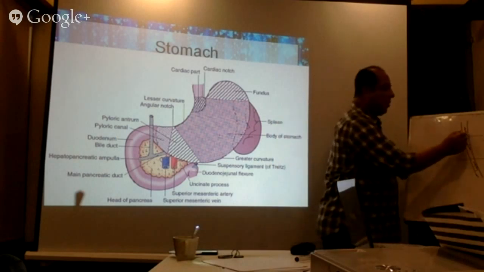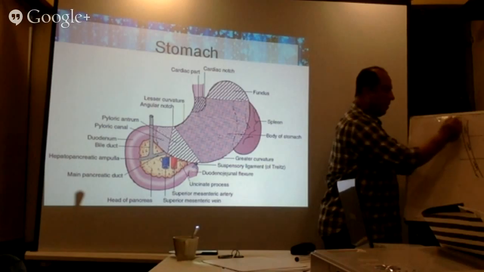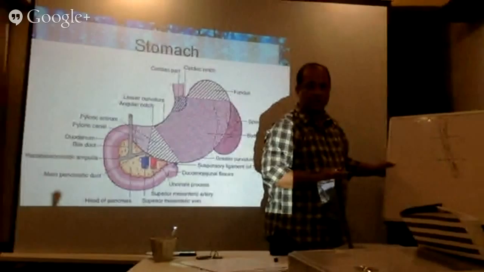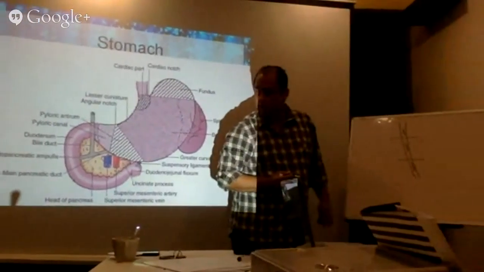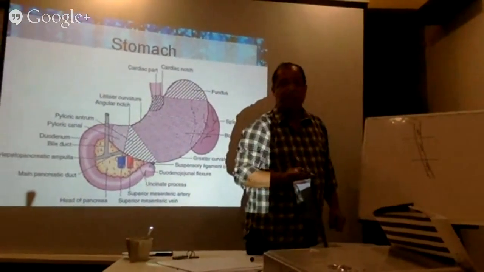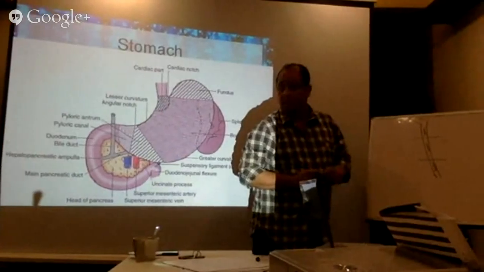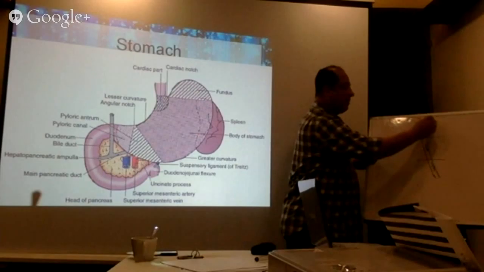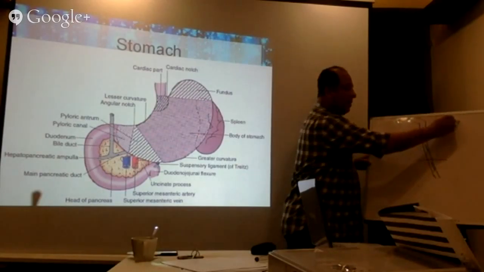The upper one-third of the esophagus, the blood supply comes from where? Which one? No, this is a nerve. The blood supply, the artery. Comes from the inferior thyroid artery.